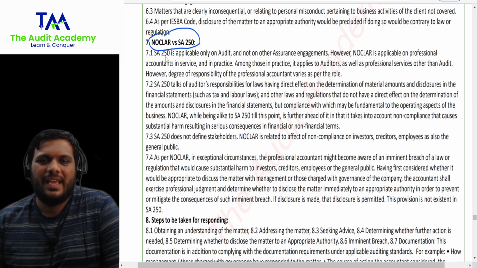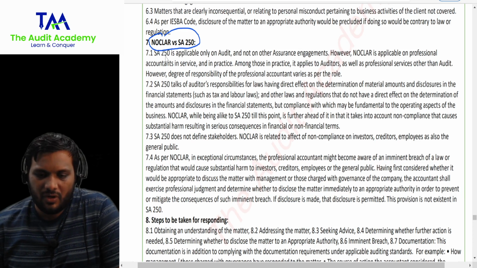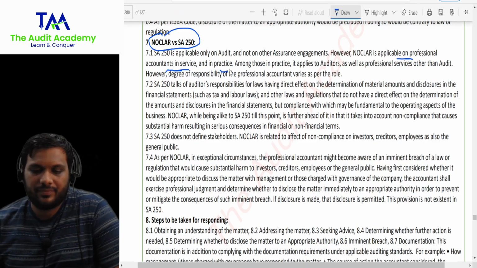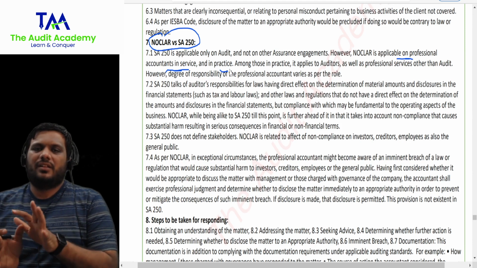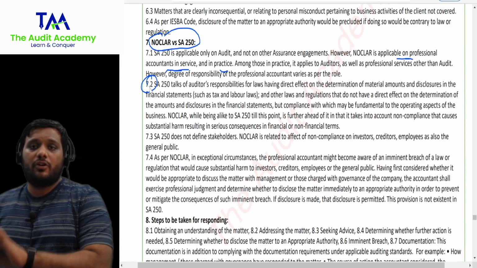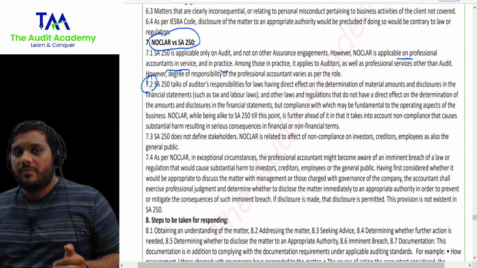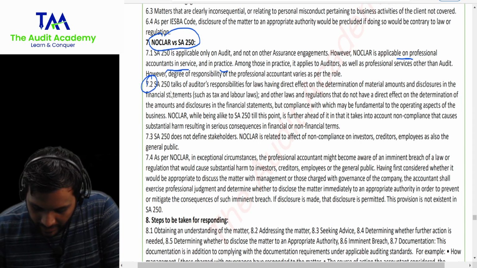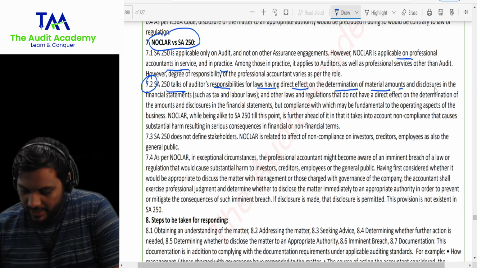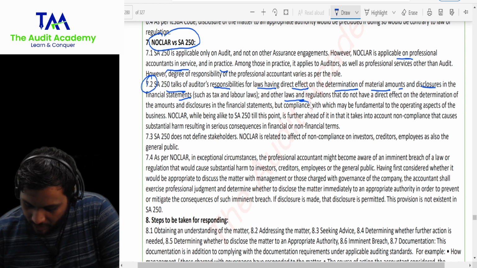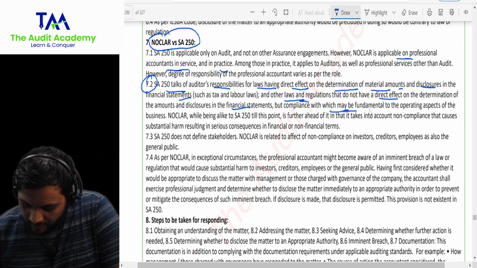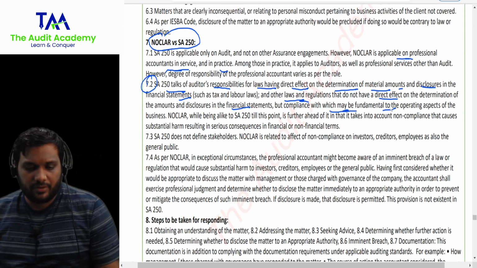First point is very simple. SA 250 just directs the auditor, all right, whereas NOCLAR is applicable for professional accountancy service as well as in practice, all right. So that's okay, that's a basic point. But even if you are an auditor, just because you have followed SA 250, that does not mean that automatically you have complied with NOCLAR, because SA 250 talks of auditors' responsibilities for laws having direct effect on the determination of material amounts and disclosures in the financial statements, and other laws that may not have direct effect but still can have adverse consequences on the financial position, but compliance with whom may be fundamental. This is SA 250 introduction.